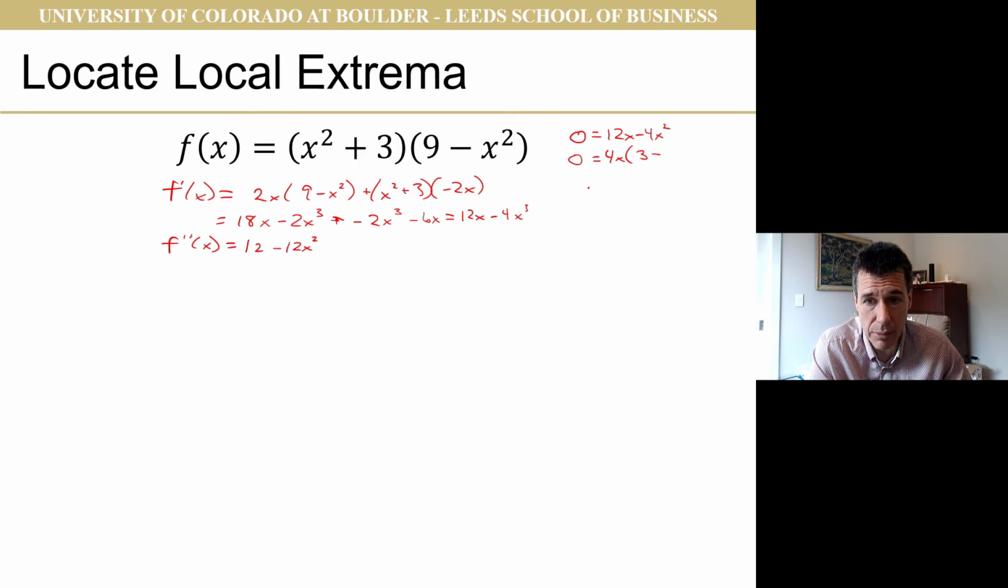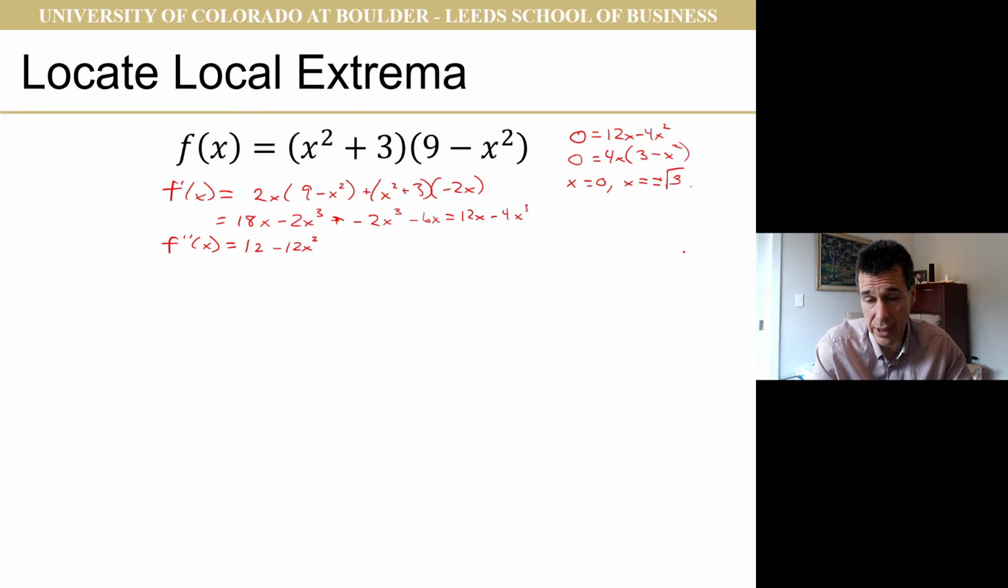Wait a second, I think I made a mistake. That should be cubed. 12x − 4x³. Factor out the 4x, we get 4x here. That gives us a (3 − x²). So critical numbers at x = 0, x = plus or minus the square root of 3.